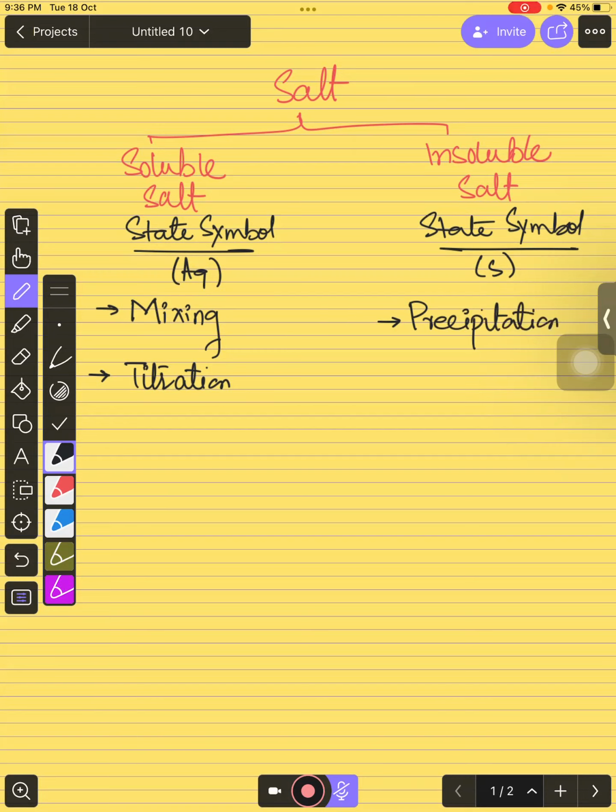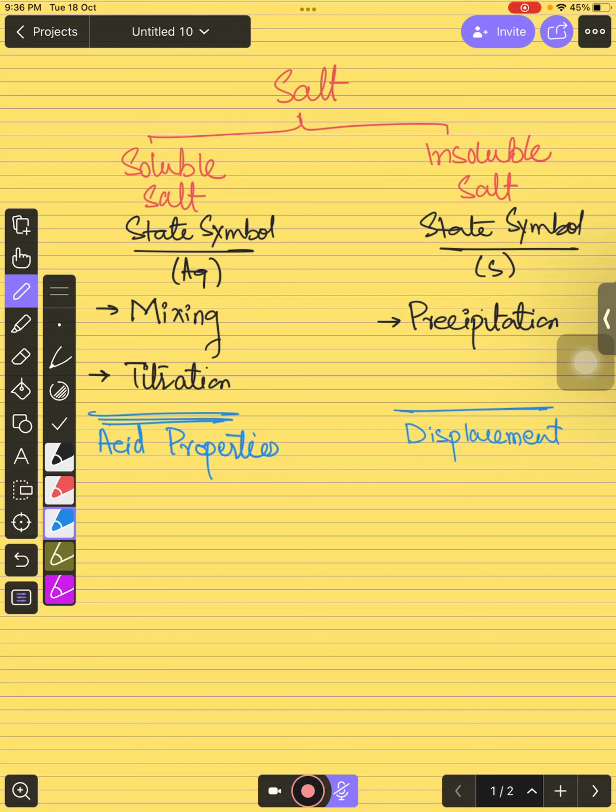And one more very important thing to remember is that you can use the acid properties in the formation of only soluble salts, right? If you talk about the insoluble salts, you must use a displacement reaction, right? So these are the things that you need to remember.